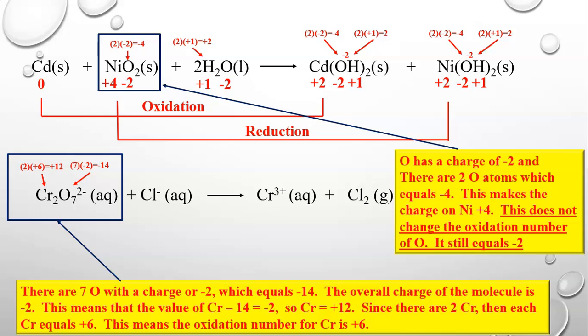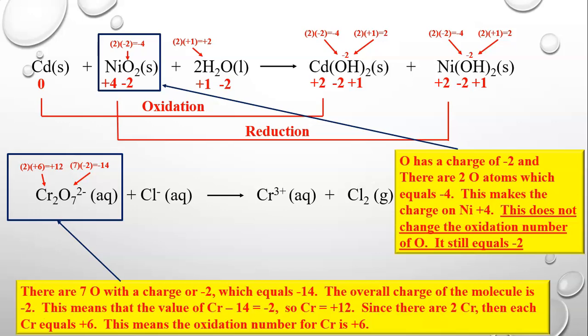So this means that the value of chromium minus 14 has got to equal negative 2. Whatever chromium is, you subtract the 14 of the oxygen, that's going to give you negative 2. That means that chromium equals positive 12. 12 minus 14 equals negative 2. So the value of the chromiums total has to be plus 12. But there's 2 of them. And so that means each one has to have an oxidation number of plus 6.